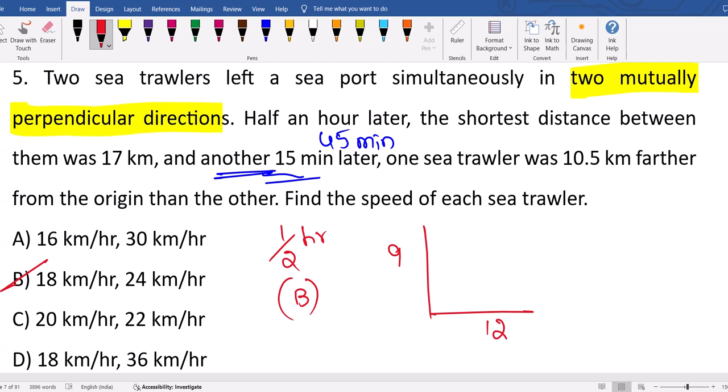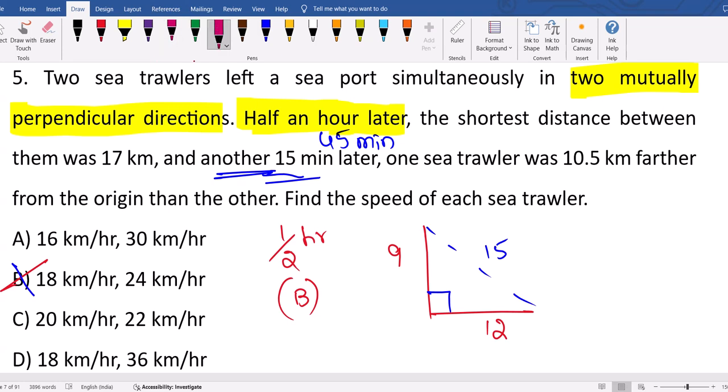18 kilometers in 1 hour. Here the timing they said is half an hour later. In 1 hour 18, in half an hour 9; in 1 hour 24, in half an hour 12. Now the shortest distance between them is the root of 9 squared plus 12 squared, which is 15. But what distance do they want? Pythagoras theorem, 90 degrees, that's why perpendicular. We want 17. Option B is eliminated.